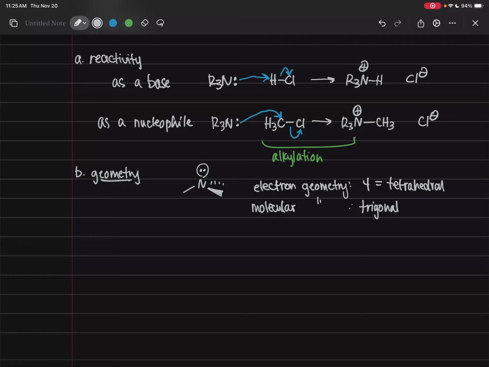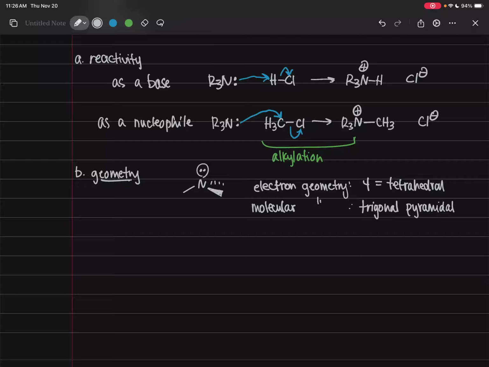Say it louder. Yeah, pyramidal, whatever, as opposed to trigonal planar, because if it was planar, you don't normally have 3 electron domains. And I think you can see how the lone pair pushes those 3 groups down a little bit.